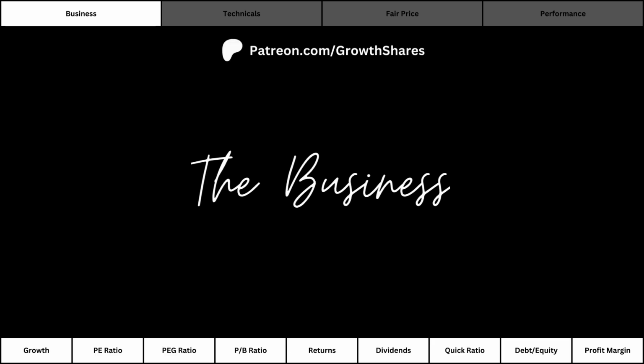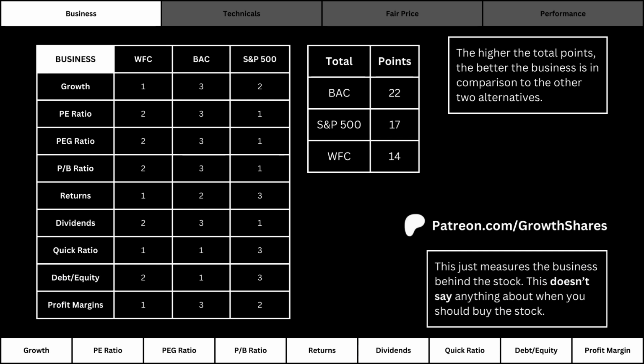So let's put everything together and score our business. Here's a recap of the 9 metric points for the company, its competitor, and the S&P 500. The higher the total points, the better the business is in comparison to the other 2 alternatives. But remember, this just measures the business. This doesn't say anything about when you should buy the stock.